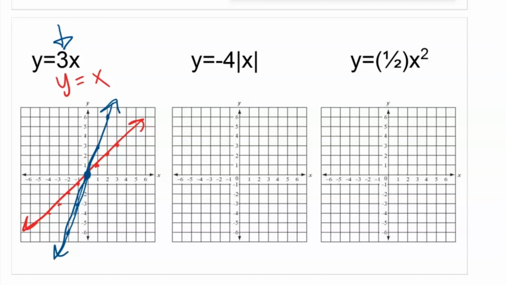Now looking at the second equation, the parent function would be y equals the absolute value of x. So I will graph the parent function first. Starts at 0, 0. It goes up 1 over 1, up 1 over 1 in both directions.